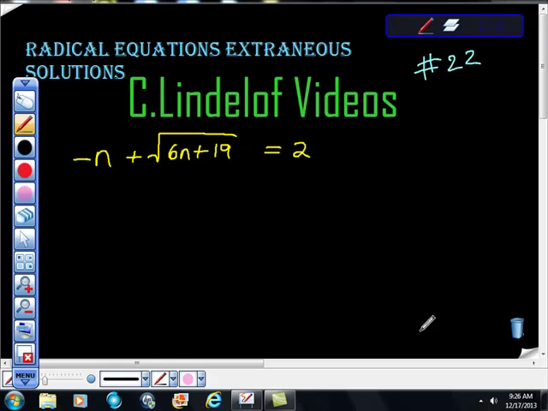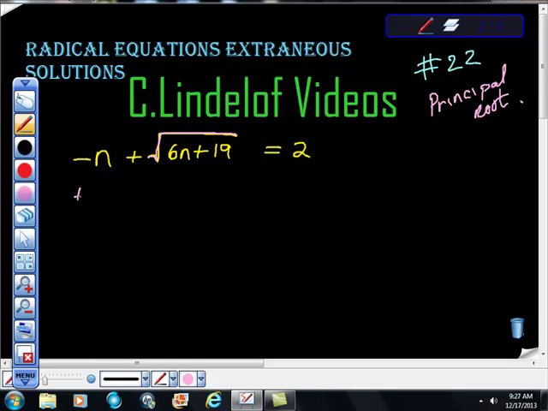Solving radical equations with some emphasis on extraneous solutions, and also why is this principal root thing necessary? Something to look up: what's the principal square root of something, and why is that important? The first thing I would do with this equation is keep in mind that I want to get this radical by itself. That's my initial goal.